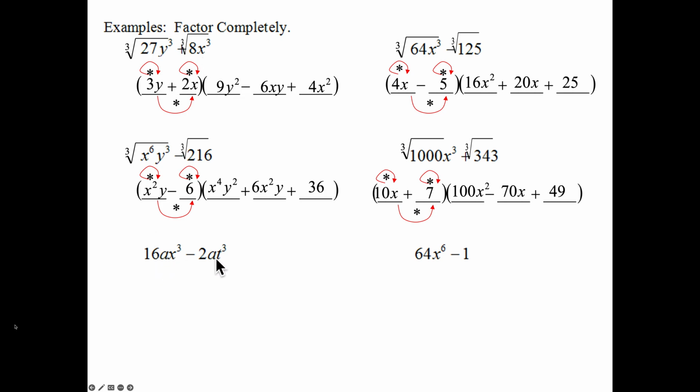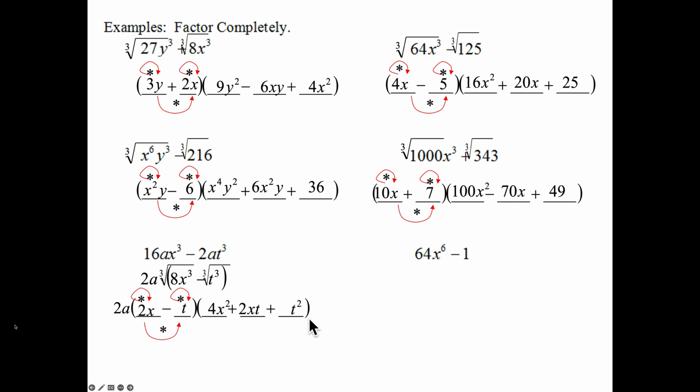All right, here, factored completely, we have an a and a 2 that need to come out as the GCF. And now we have perfect cubes. Minus in the binomial, so minus, then plus. Always plus at the end. Looking at just the inside, the 2a is part of my answer. Cube root of 8x cubed is 2x. Cube root of t cubed is t. 2x times 2x, 4x squared. 2x times t can be 2xt or 2tx. t times t squared, we're factored, we're done.